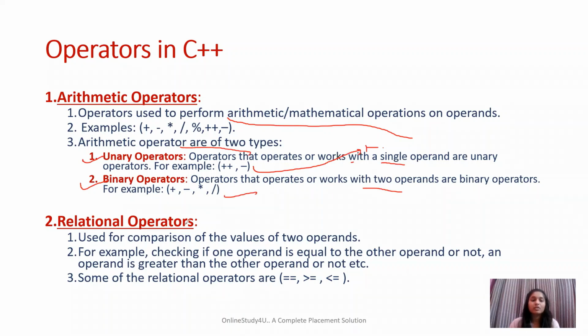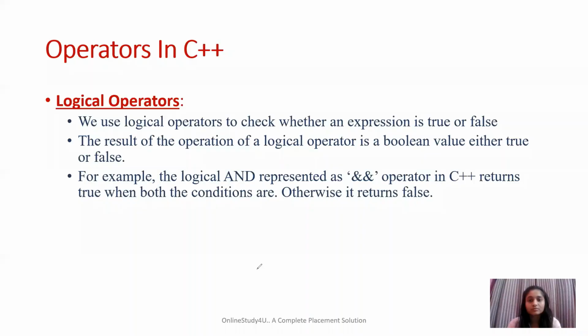Coming on to relational operators, they are used for comparison of two operands. So basically, whenever there is a scenario of comparing two operands, we use relational operators. For example, if I want to know whether A is greater than B or not, then I'll be using relational operators there. Some of the relational operators are equal to, greater than, less than, and many more. So let's move on to other types of operators.